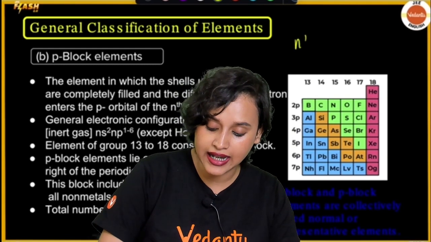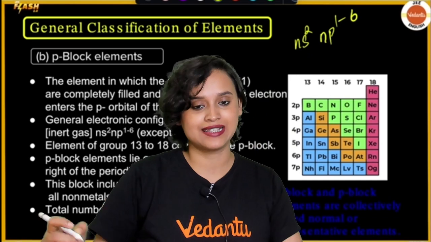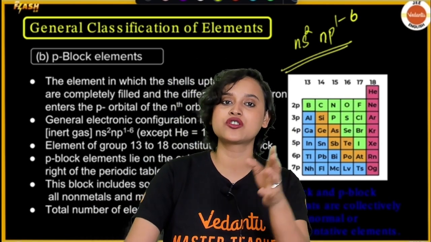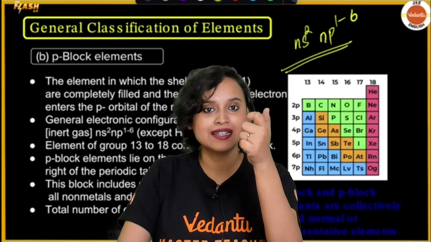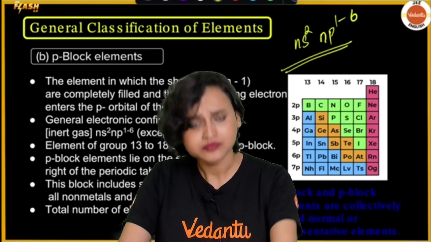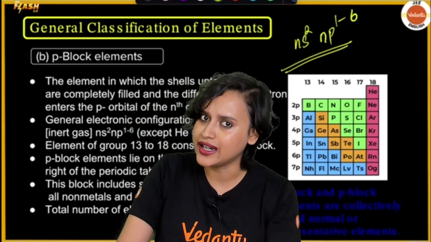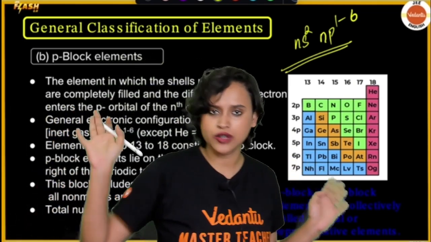You write it as ns2 np1-6, everybody. What do you write? np1-6, because it can hold 1 electron, 2 electrons, 3, 4, 5 and 6 electrons, right? For boron, it is ns2 np1. Carbon ns2 np2. For nitrogen, it is ns2 np3, right? So on and so forth. You get the point, correct?